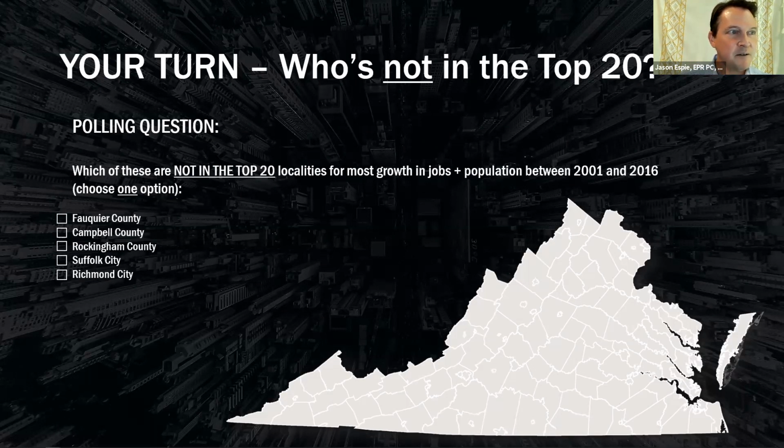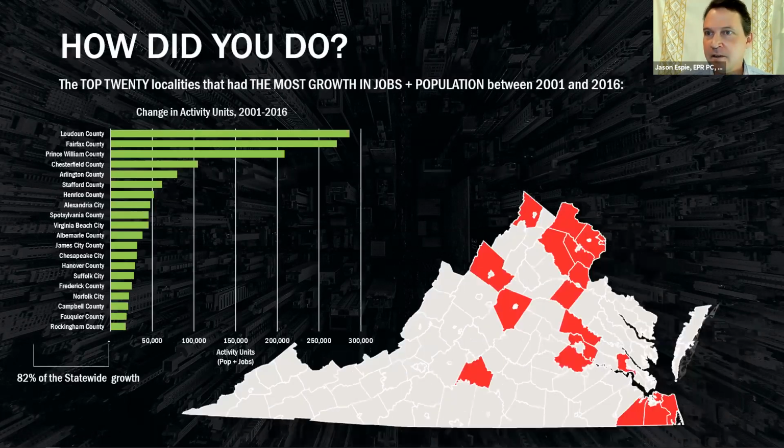You all said it was Campbell County. And this is not meant to be a gotcha moment, because we don't expect people to know this off the top of their head, but intuitively you said Campbell County. In fact, the answer is Richmond. Richmond is not in the top 20.